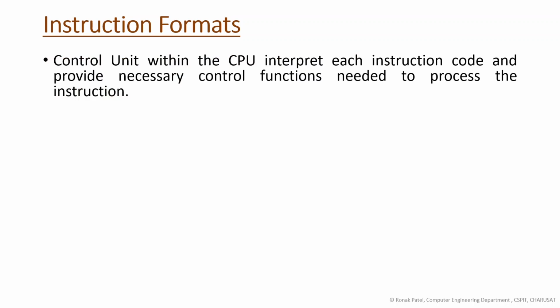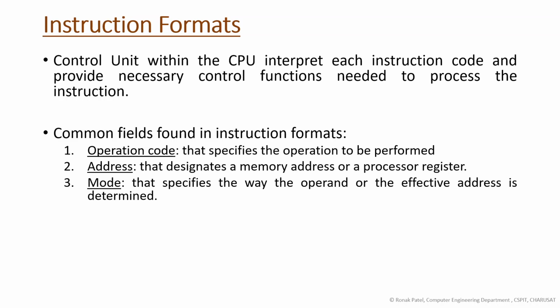Okay, next we will see the instruction formats. The control unit within the CPU interprets each instruction code and provides the necessary control functions needed to process the instruction, which means it generates the control word for that. Common fields found in the instruction formats are the operation code, then the address and the mode.